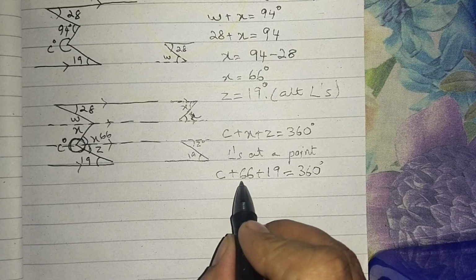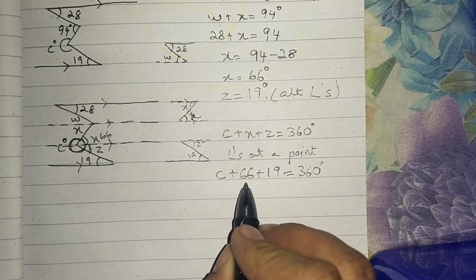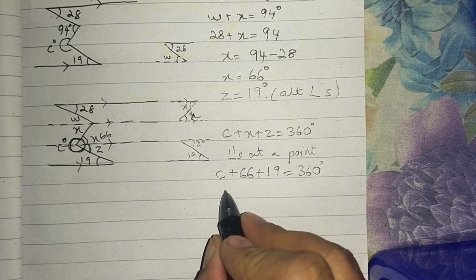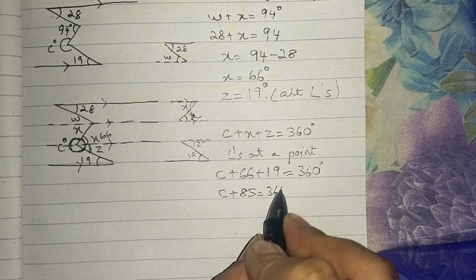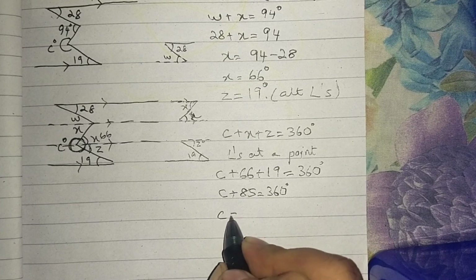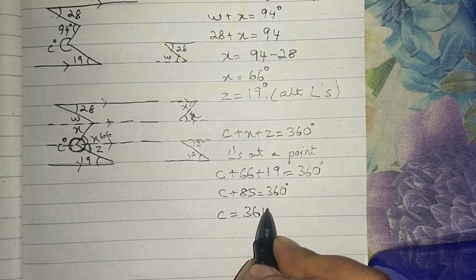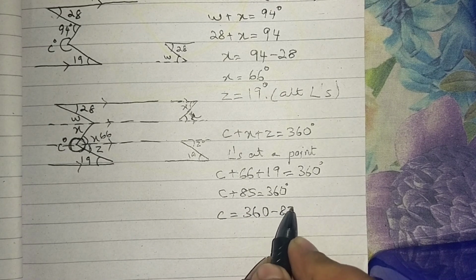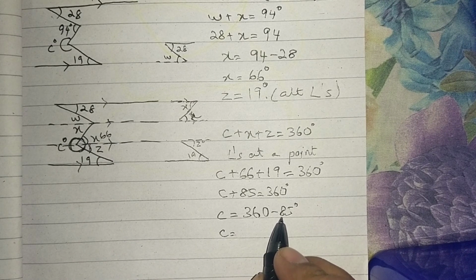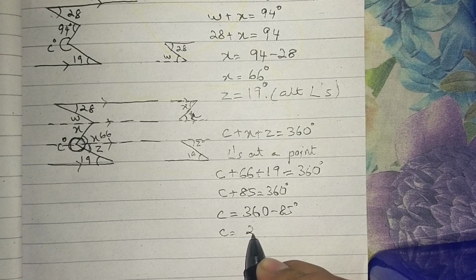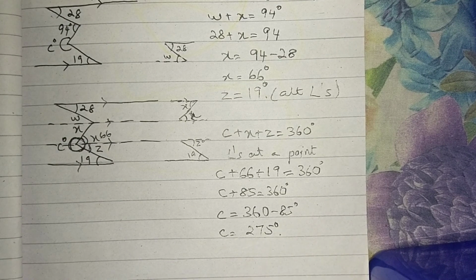Now, in order to find it, I just add them up. C plus 66, 75, 85. C plus 85 equals 360, and therefore C will be equal to 360 minus 85. That will give me C equals 360 minus 80, which is 280, and minus 5 more, that will be 275 degrees. Hence that is the solution. I hope you understand.